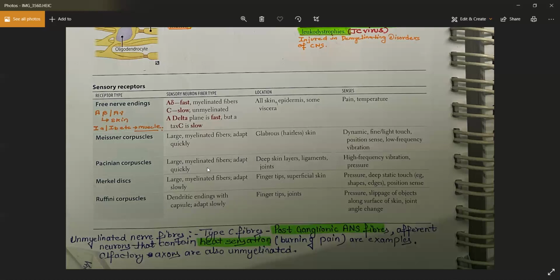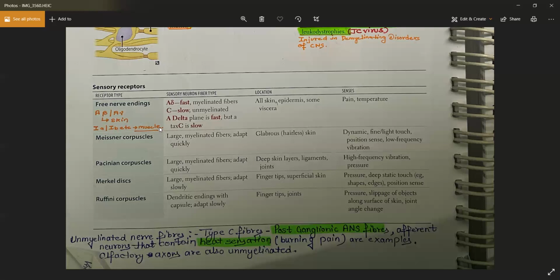So only the free nerve endings are for the pain and temperature, and all the rest of them are sensing the position, vibration, or the pressure, right? Only the free nerve endings are sensing the pain and temperature. All the rest are sensing the position, vibration, and the pressure. Any doubt on the sensory receptors?